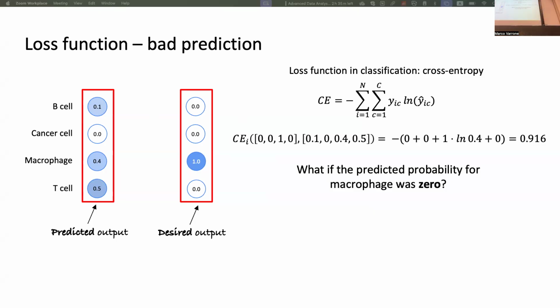Another problem. What if the probability that was predicted here was 0? What would happen mathematically? What is the logarithm of 0? Infinity. So if the neural network by chance or for whatever reason gave 0 as a probability of macrophage, this loss will go to infinity.